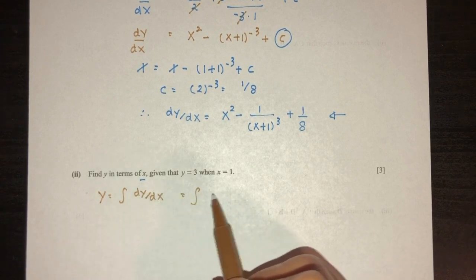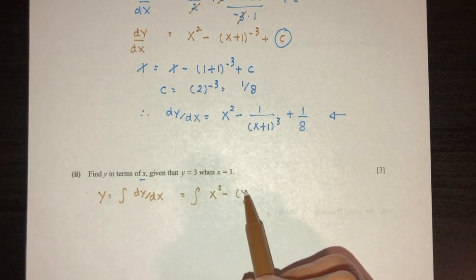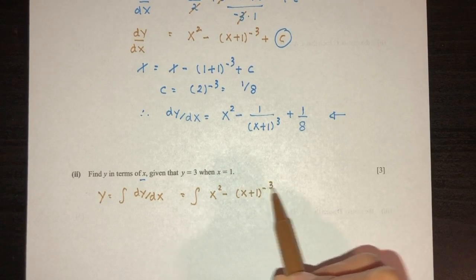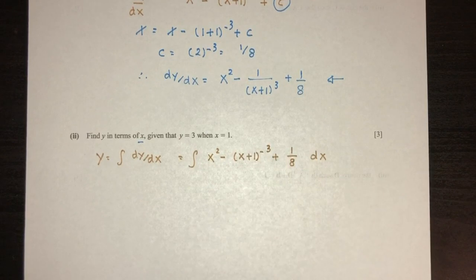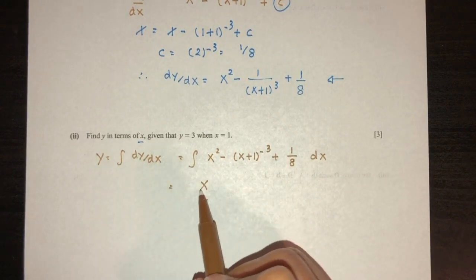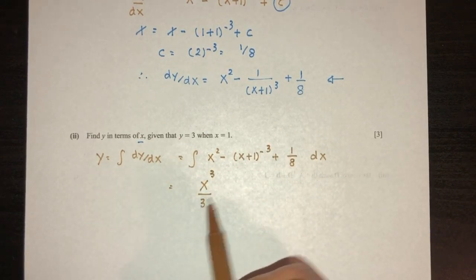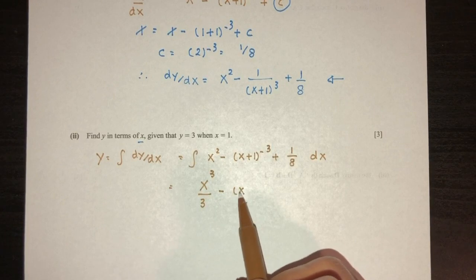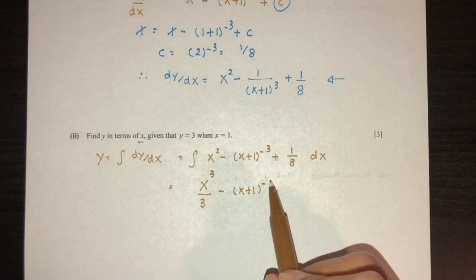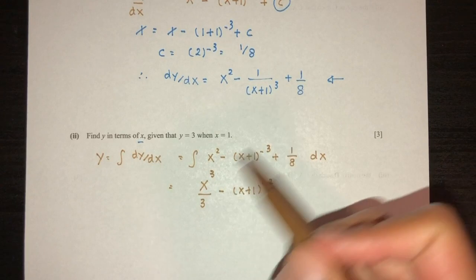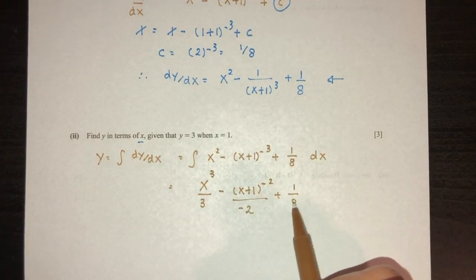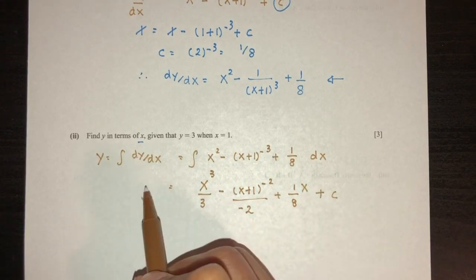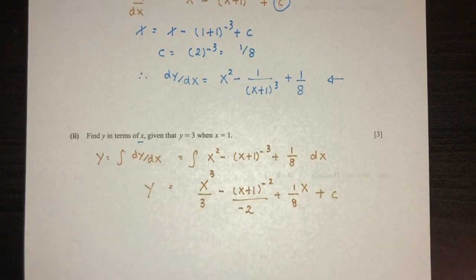That will be integration of (x squared minus x plus 1) power minus 3 plus 1 over 8 with respect to x. Now, one by one, increase the power by 1: 3, divide by 3, minus (x plus 1) power minus 2, because we have to add 1 and then divide by the power, and then plus 1 over 8x plus c, that is y. Now simplify.